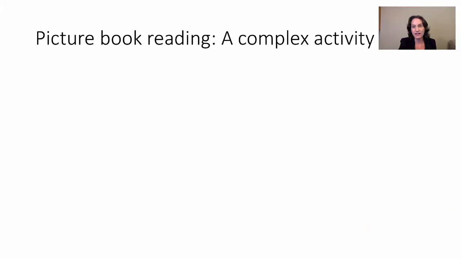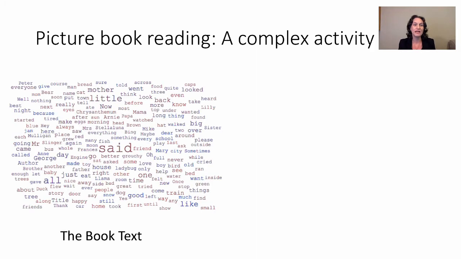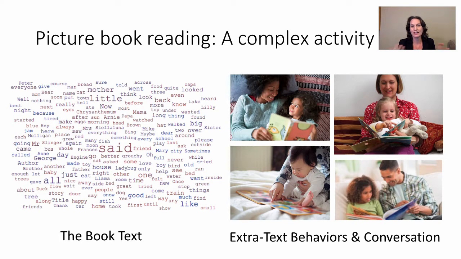I think part of the reason for this is that picture book reading is a really complex activity. If we think about it, it consists of lots of different sources of language. One being the book text itself: parents and other caregivers reading the text out loud as they're reading to children. But it also consists of other kinds of language, various extra-text behaviors and conversations. So pointing and labeling, talking about the pictures, maybe rephrasing the story, asking questions, answering questions, that sort of thing. It's not really like silent reading that we do as an adult, where our input is the text on the page, but rather that's just one part of the kind of language input that children get when they're read to.